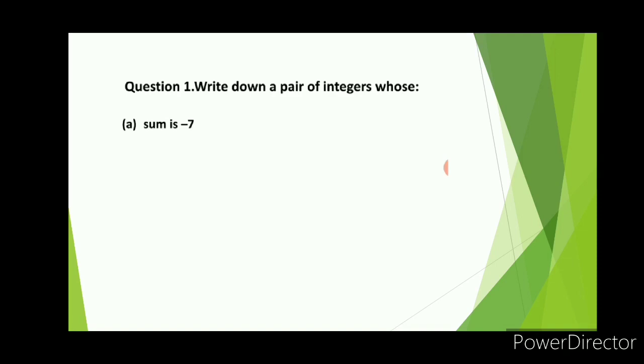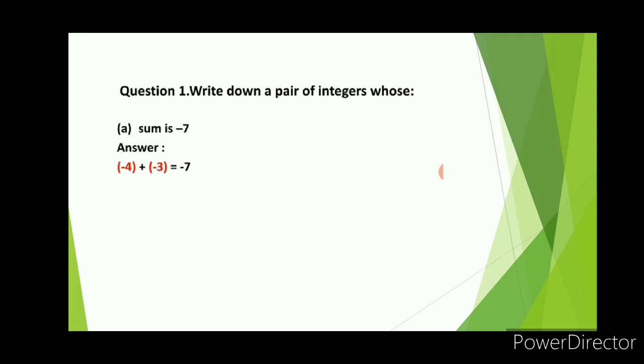Question number 1. Write down a pair of integers whose sum is -7. The answer is -4 plus -3 equal to -7. We can write any integers. The numbers are your choice. If you write correctly, you will get the mark.